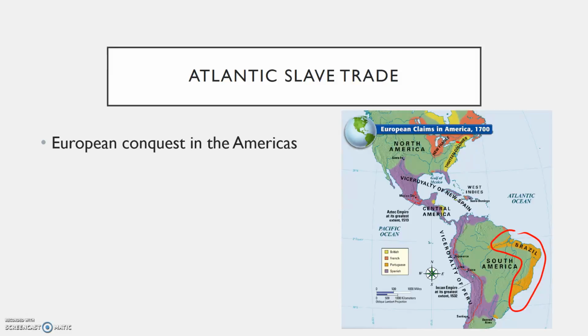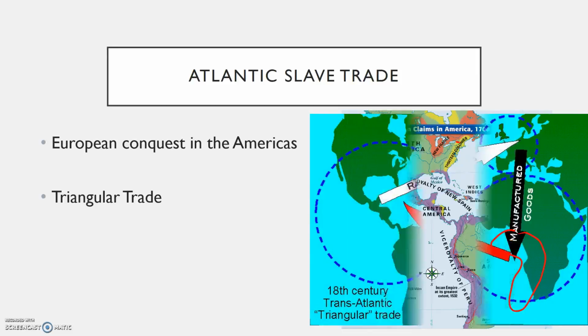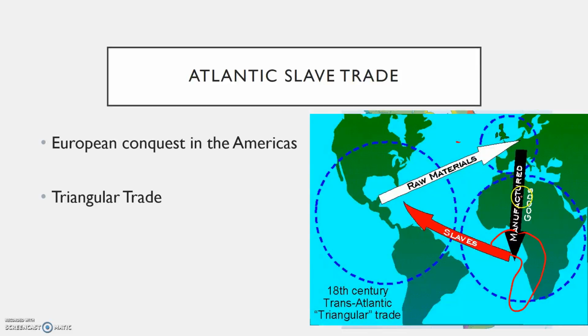In 1518, the first shipment of slaves went directly from West Africa to the Caribbean. Spain brought Africans to Mexico a few years later, and by the early 1600s, the English had brought African slavery to North America. Slavery connected several continents in a trade relationship known as triangular trade. Now, the reason it's called triangular trade is because it has 3 points to it. You've got the Americas, you've got Europe, you've got Africa.